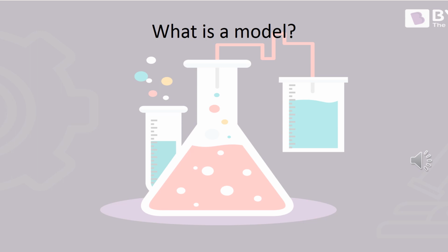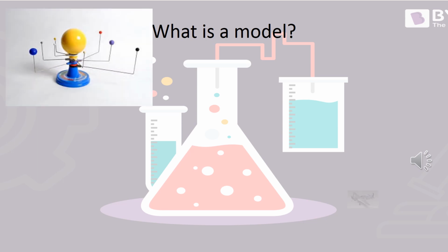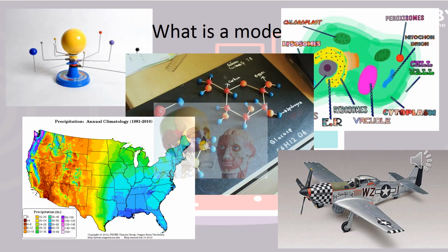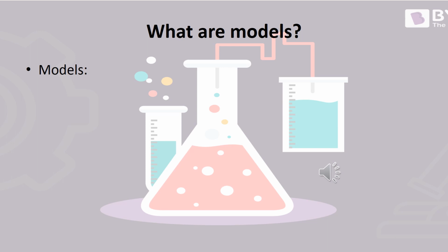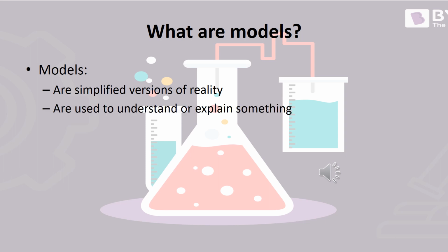So what is a model? Perhaps you think of these. All of the previous models are what we would call a simplified version of reality. They're used to understand or explain something that we have trouble putting into words. And then they also suggest how things work or how they might work.